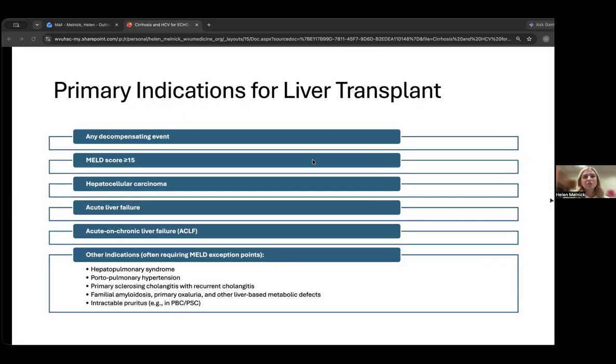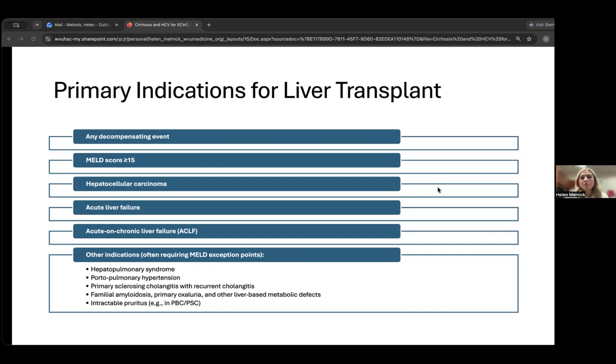So primary indications for liver transplant. Any acute decompensating events, including severe ascites, hepatic encephalopathy, variceal hemorrhage, regardless of MELD score. MELD score greater than 15 in the absence of decompensating events. And so we start referring people to transplant centers as soon as we start seeing a MELD of 15, if it feels like it's appropriate.